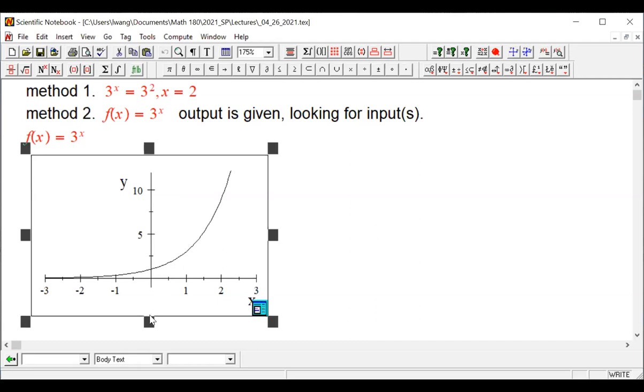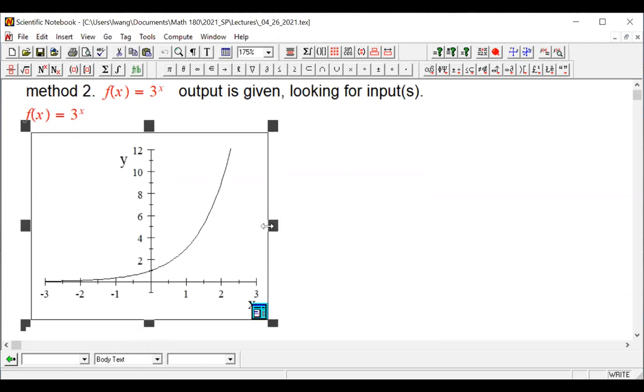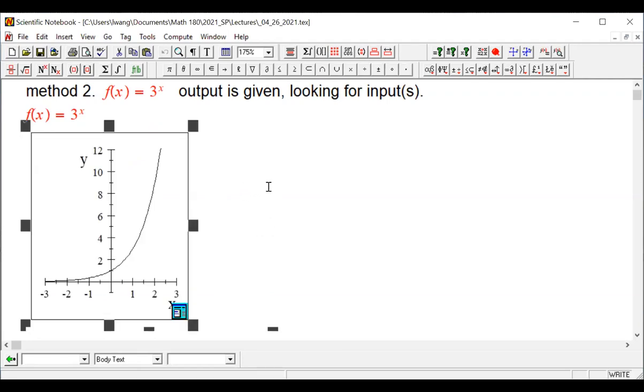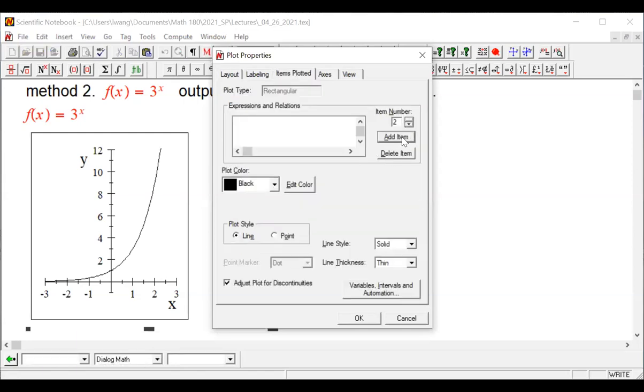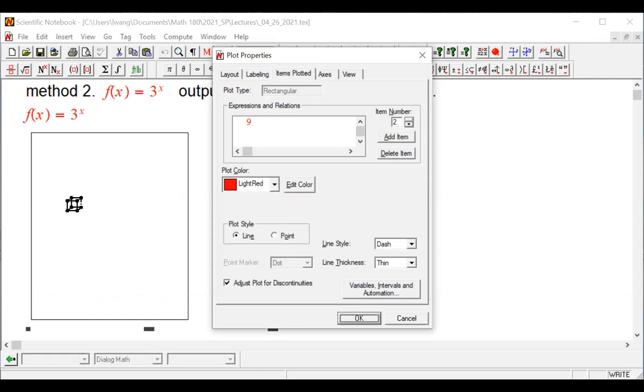Okay. So this is a graph of the function. We know the output, don't we? What does it mean the output is a given? The output of 9 is a given, right? So what does that mean? Well, output is a given, so we are basically given a horizontal line.